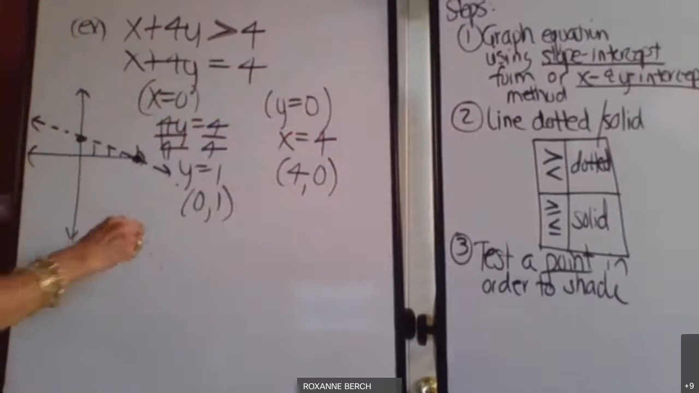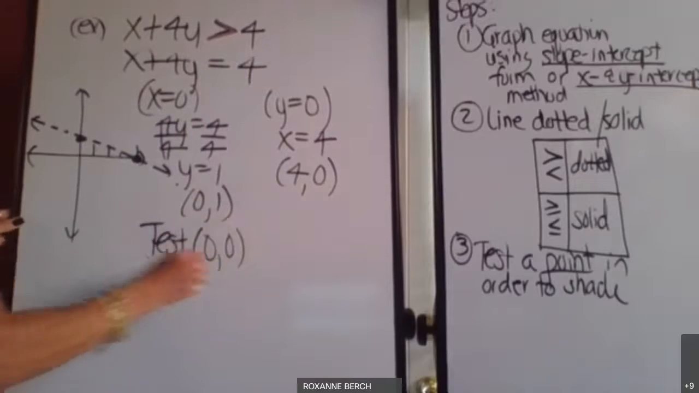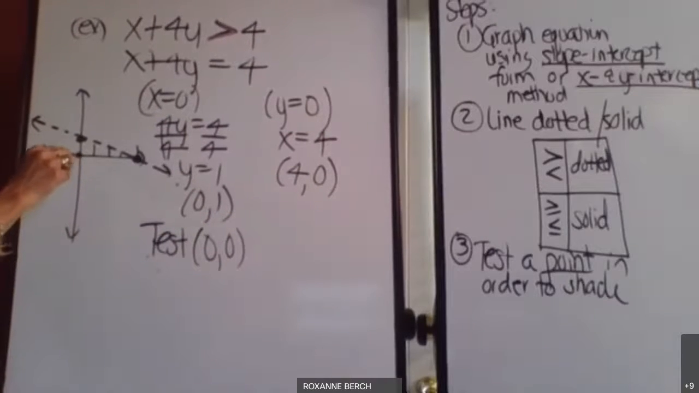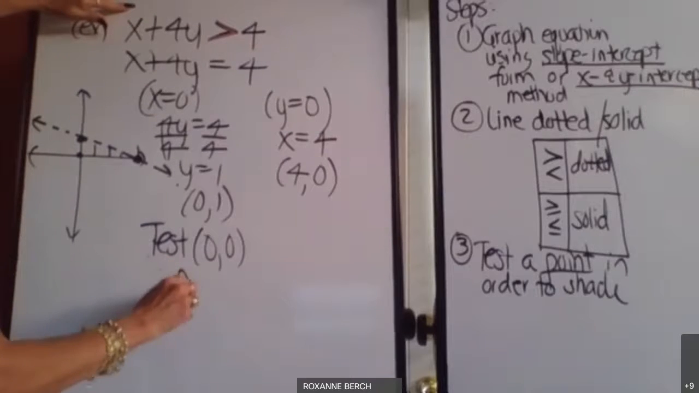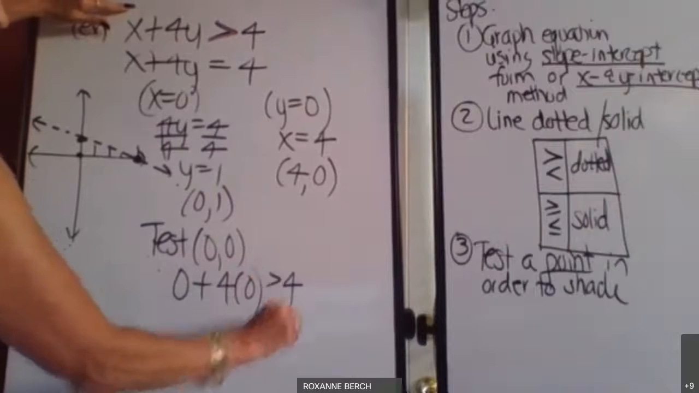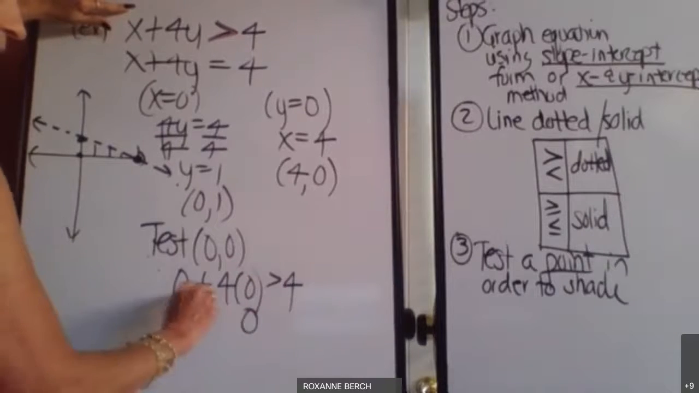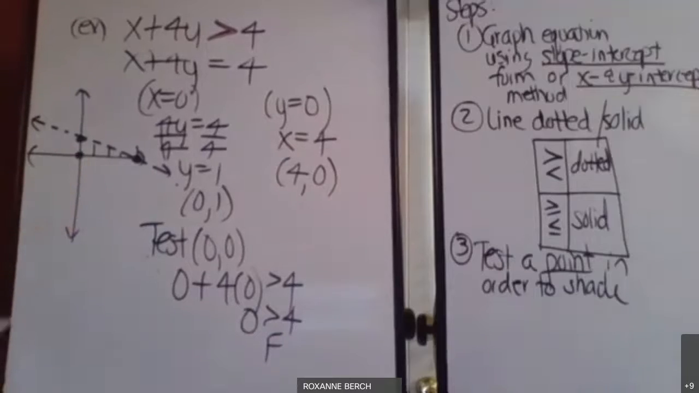Now we're going to test a point. So you can test any point you want. Just don't pick one on the line. I'm going to pick 0, 0. So I'm going to put it into this. So x is 0 plus 4 times 0. Is that greater than 4? Is 0 greater than 4? That's false. So that means don't shade that.